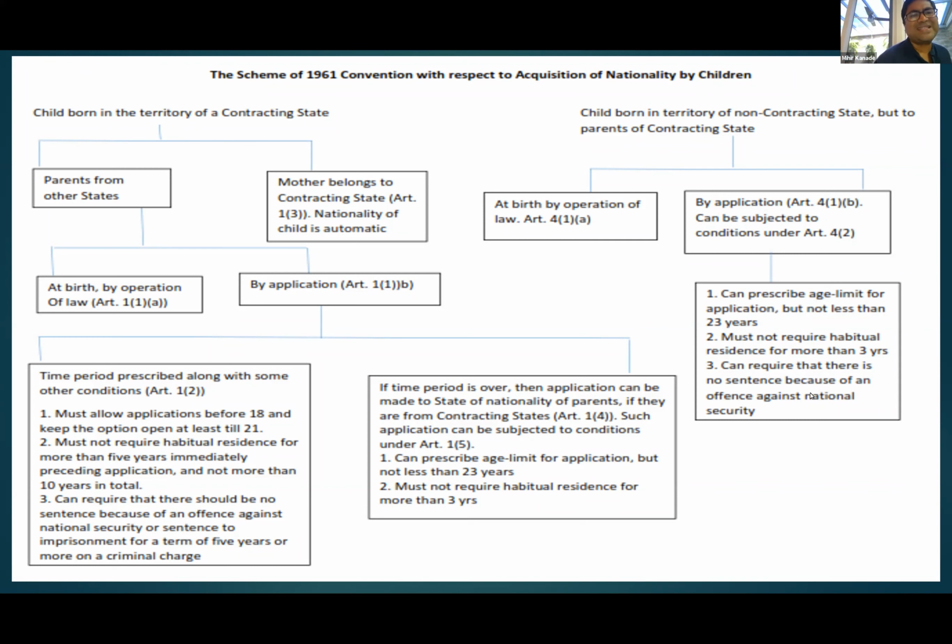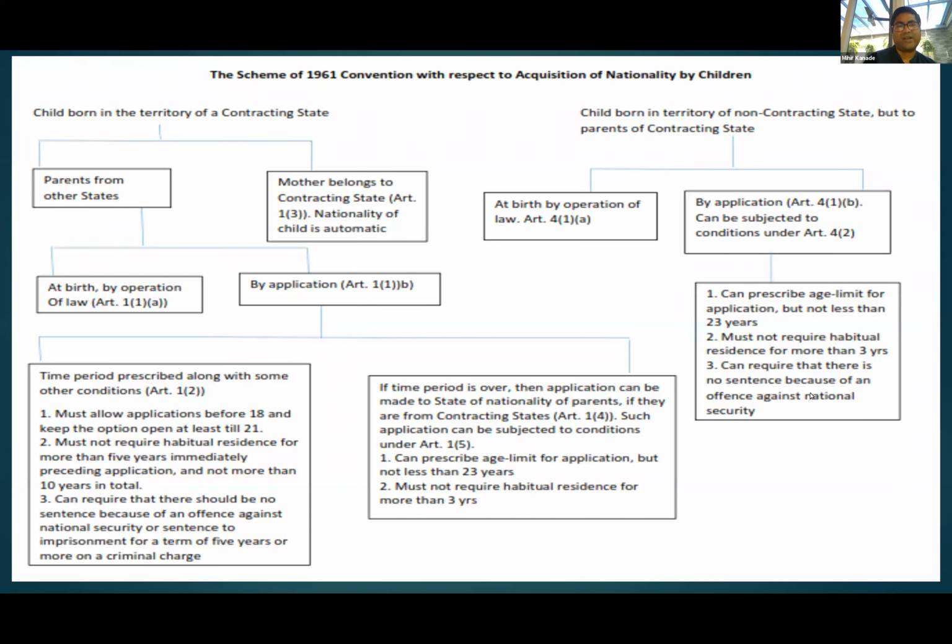So there are two main scenarios we are talking about here when we analyze the rules of the 1961 convention with respect to acquisition of nationality by children. Scenario one is where the child is born in the territory of a contracting state. That is, the state where the child is born is a party to the 1961 convention. The second scenario is where the child is born in the territory of a non-contracting state, but to parents of a contracting state. So these are two separate circumstances, and there are different sets of rules that the 1961 convention lays down relating to acquisition of nationality. Now, I'm going to go one by one.